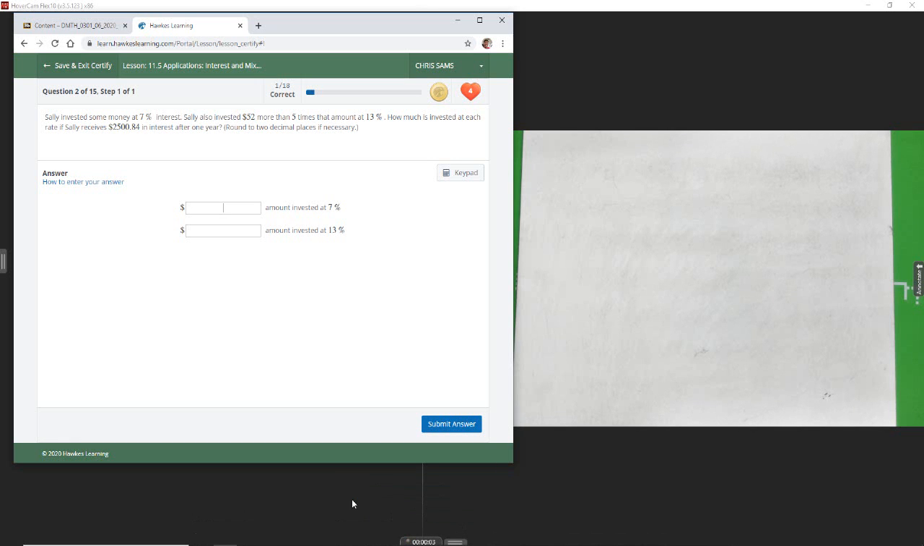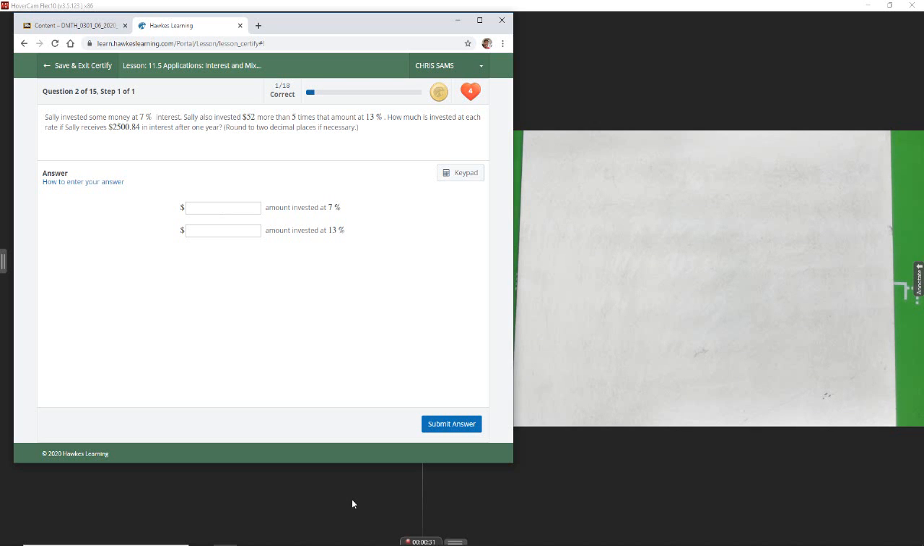All right, number two, we have Sally who invested some money at 7%. She also invested $52 more than 5 times that amount at 13%. We want to know how much she invested at each rate, if she receives $2,584 in interest after 1 year.